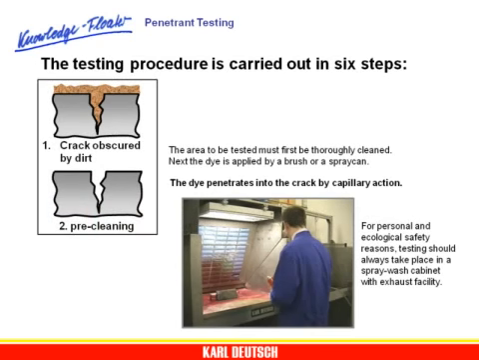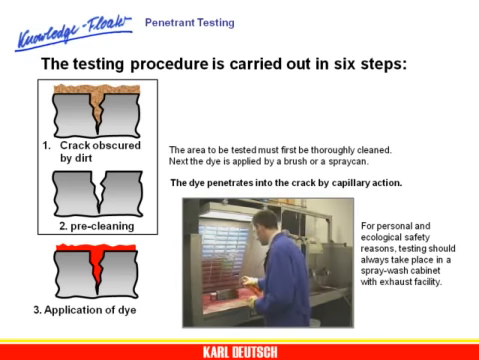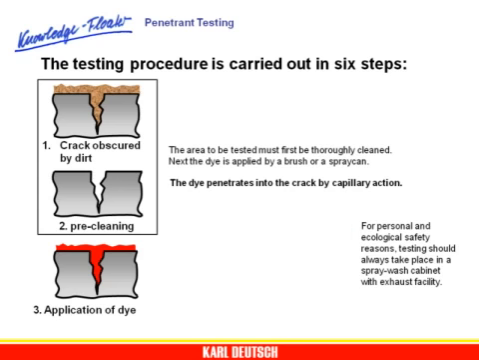The testing procedure is carried out in 6 steps. The area to be tested must first be thoroughly cleaned. Next, the dye is applied by a brush or a spray can. The dye penetrates into the crack by capillary action. For personal and ecological safety reasons, testing should always take place in a spray wash cabinet with exhaust facility.